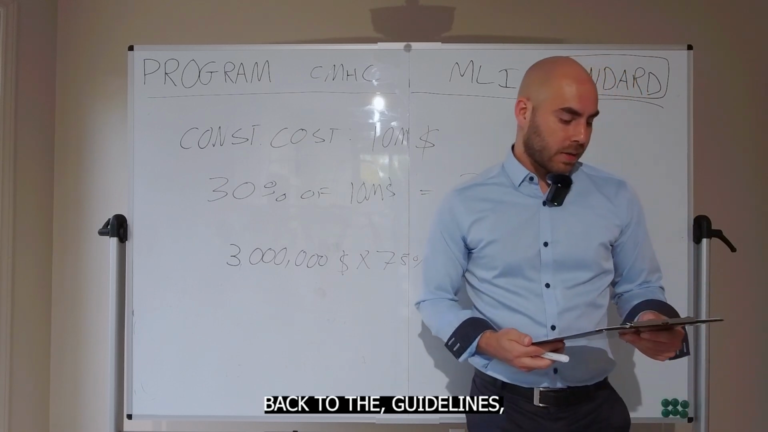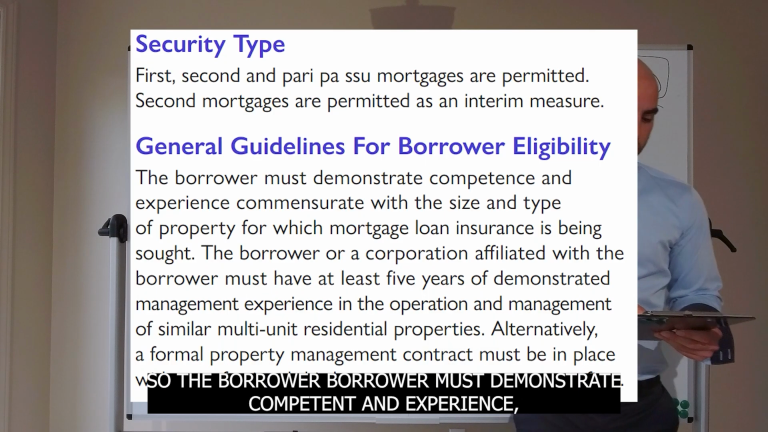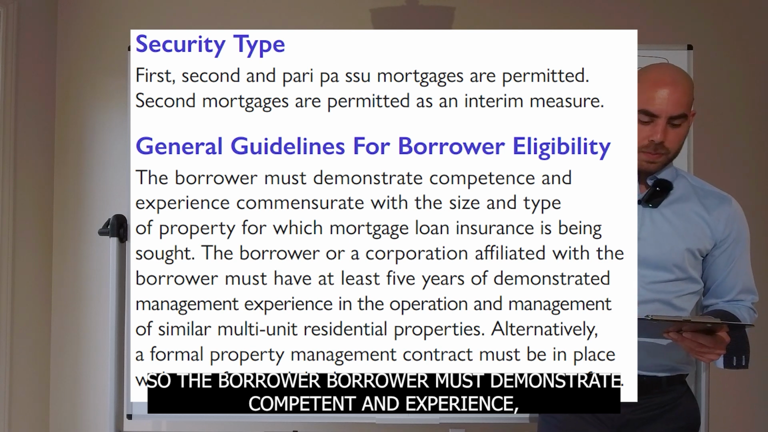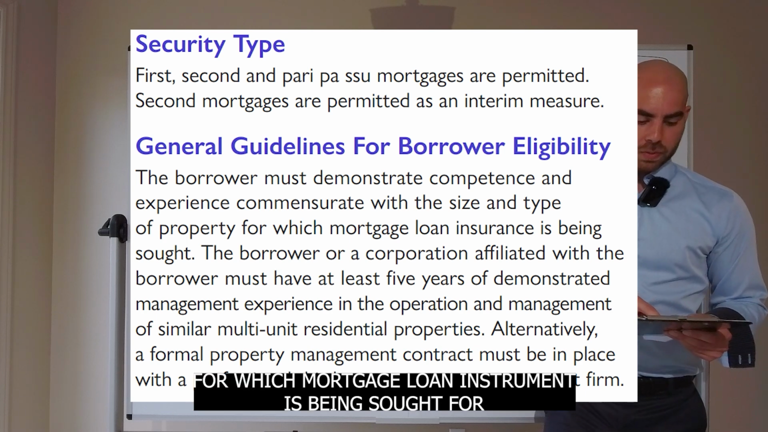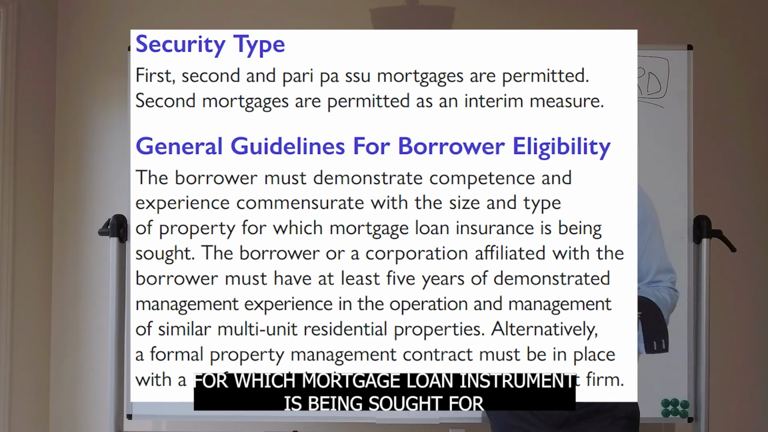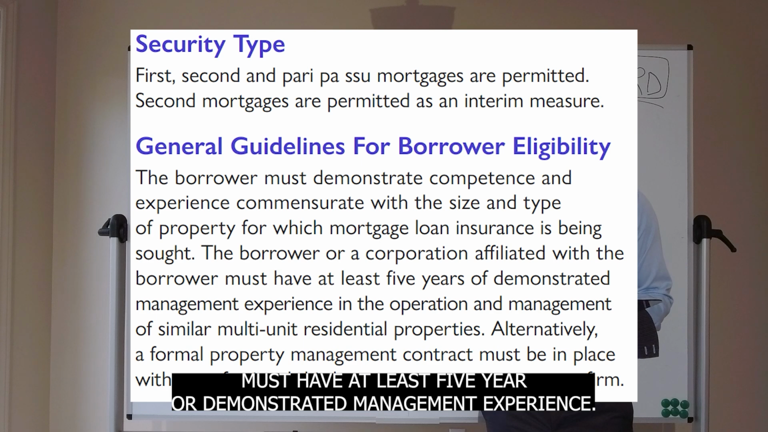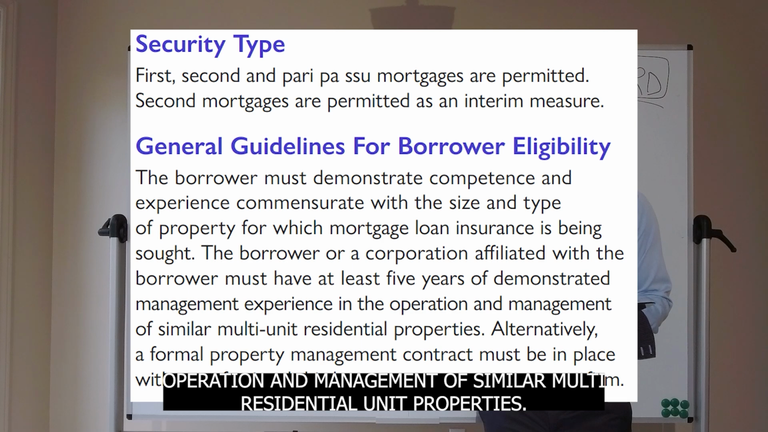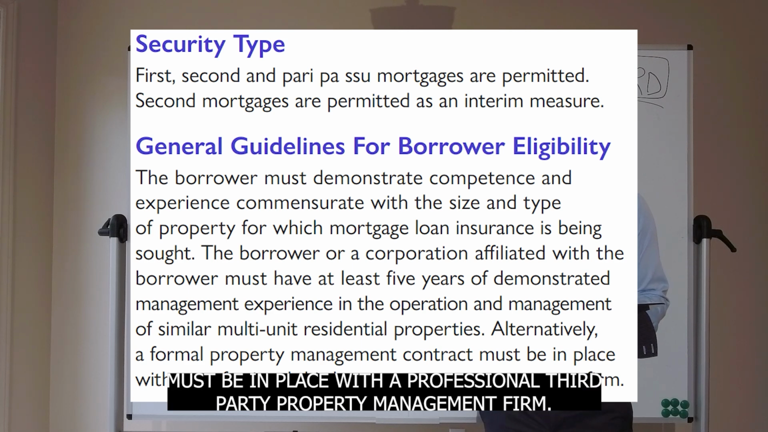Back to the guidelines. General guidelines for borrower eligibility. So the borrower must demonstrate competence and experience with the size and type of the property for which mortgage loan insurance is being sought. The borrower or a corporation affiliated with the borrower must have at least 5 years of demonstrated management experience in the operation and management of similar multi-residential unit properties. Alternatively, a formal property management contract must be in place with a professional third-party property management firm.